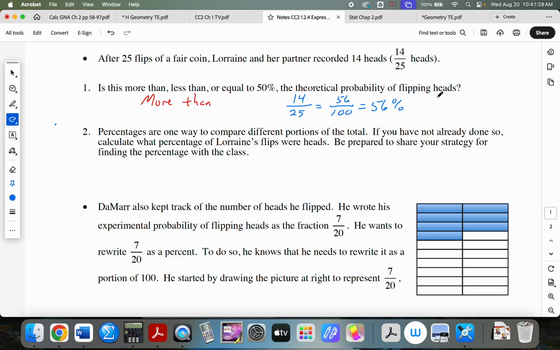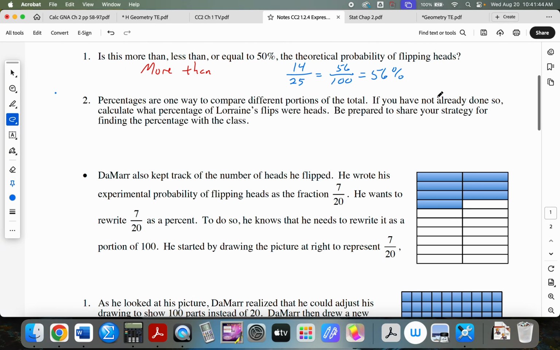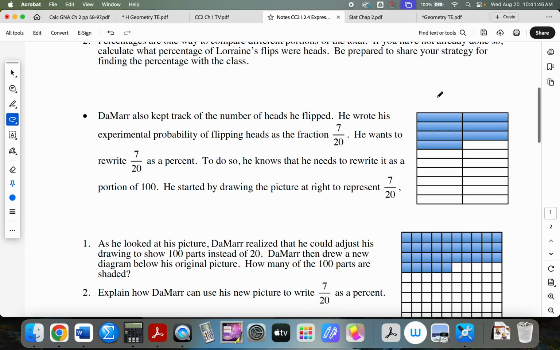So one of the ways that we can compare different portions, which is a part of the total, is percentages. So we went ahead and did this. Sorry, I should have put that under number 2. But let's move on.